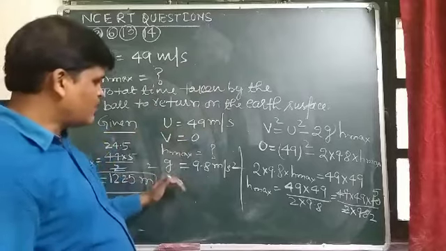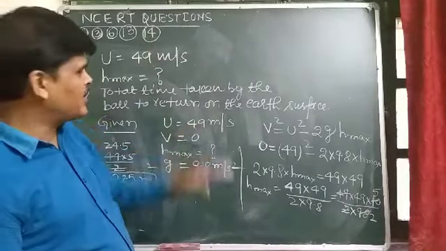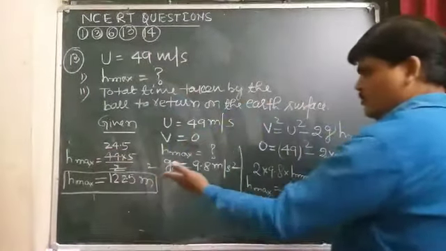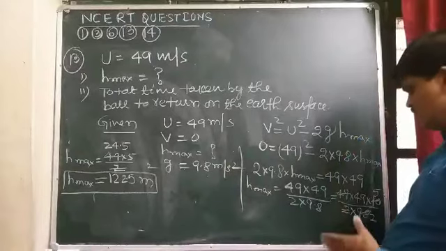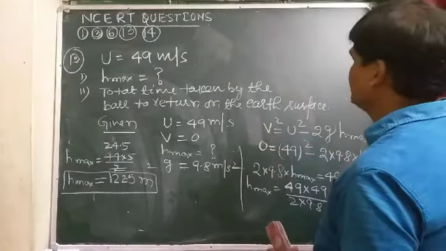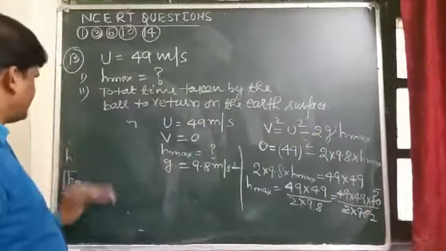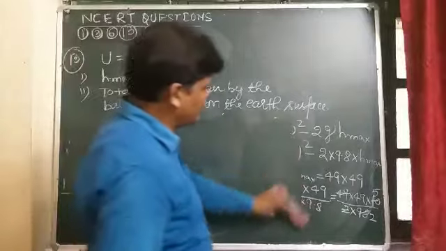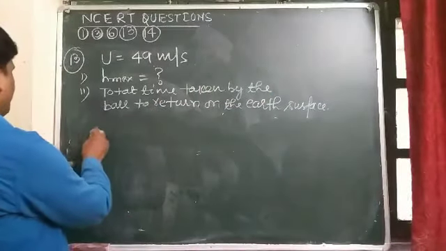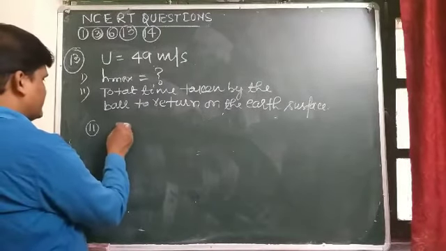So total time is 6 seconds. Now I am going to find the time taken by the ball to reach the maximum height. So student, h max you find 122.5 meter. Now we have to find the time taken by the ball to reach a maximum height. In this case we use the formula. Now the second part, time taken by the ball to reach a maximum height.